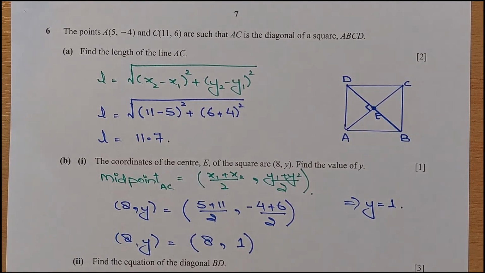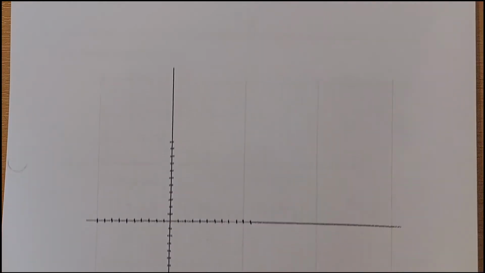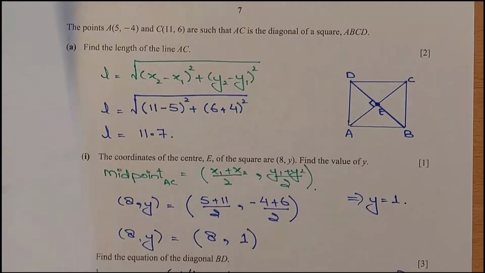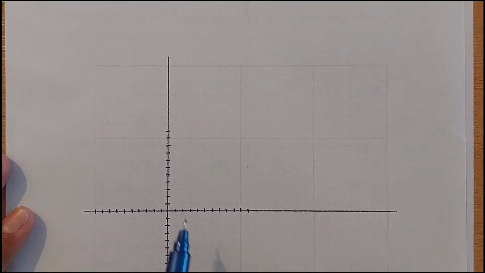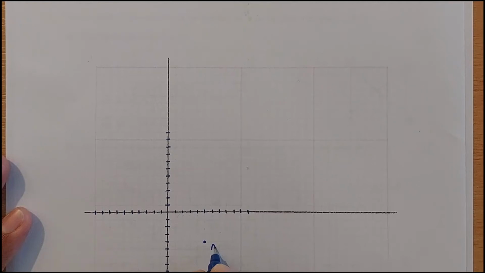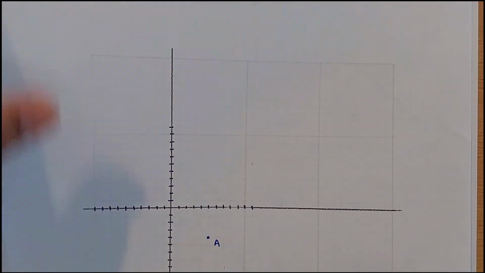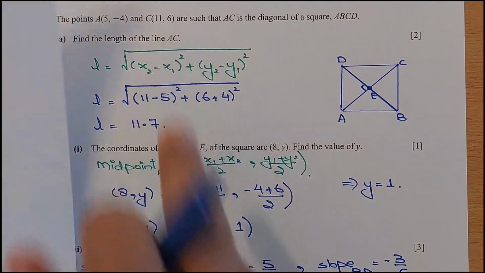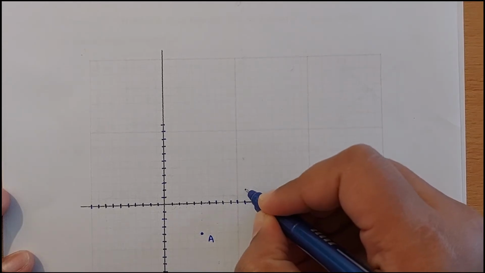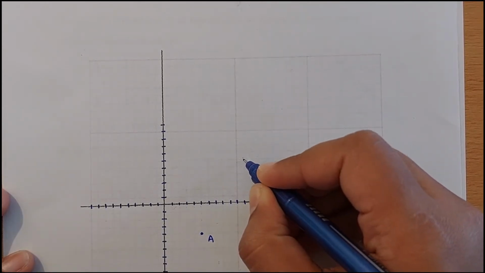So if I draw these coordinates onto the grid, let me use the grid here. We have A given to us, that is 5 and minus 4. So x is 5 and y is minus 4. So we have 1, 2, 3, 4, 5 and minus 4 downward, 1, 2, 3, 4. So this is point A, right? And point C is 11, 6. Okay, x is 11 and y is 6, so x is 11 here and 6, 1, 2, 3, 4, 5, 6, this point.